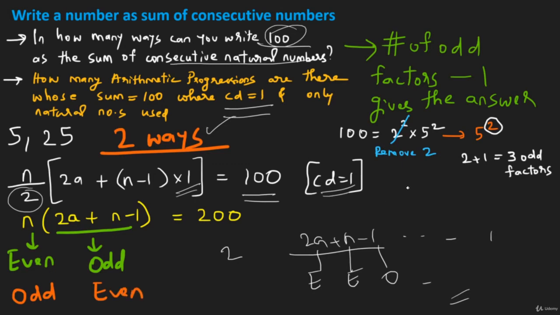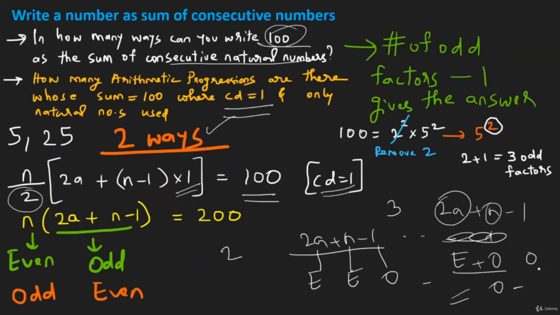For example, say n is equal to 3 and we are trying to analyze 2a plus n minus 1. 2a will always be even, n is an odd number and 1 is odd. So even plus odd will give you an odd number, and odd minus odd will give you an even number. When you do odd minus odd, you'll always get an even number. Say you have 7 minus 3. 7 and 3 are odd, and 7 minus 3 is equal to 4, which is an even number. Alright, let me summarize. If n is even, 2a plus n minus 1 will be odd. If n is odd, 2a plus n minus 1 is even.